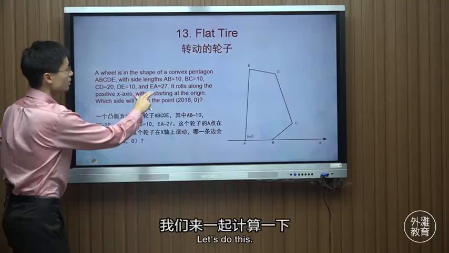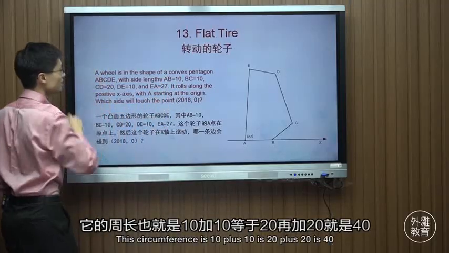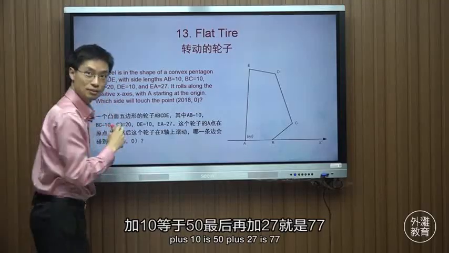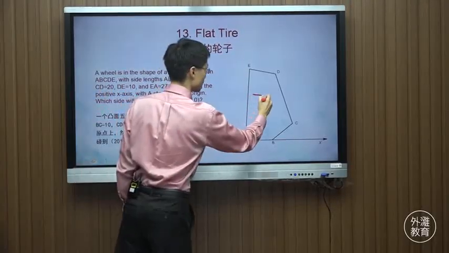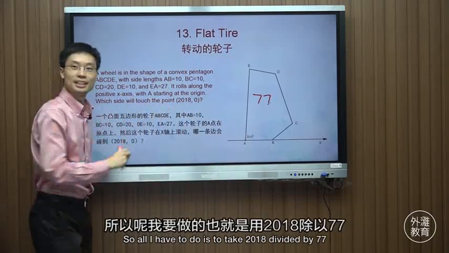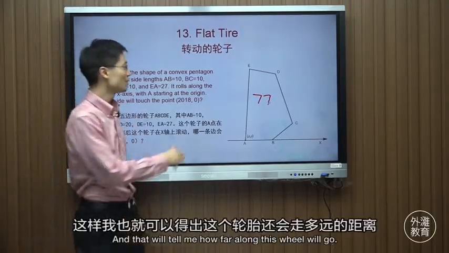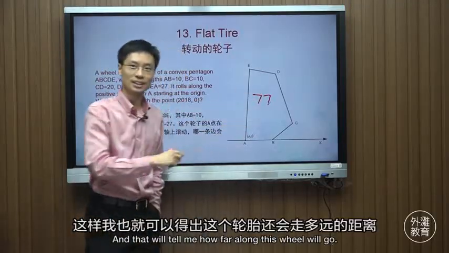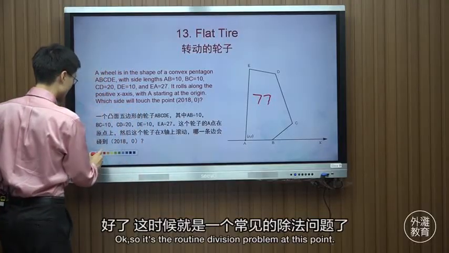Let's do this. The circumference is 10 plus 10 is 20, plus 20 is 40, plus 10 is 50, plus 27 is 77. So all I have to do is to take 2018 divided by 77 and look at the remainder. And that will tell me how far along this wheel I go. Okay, so it's a routine division problem at this point.